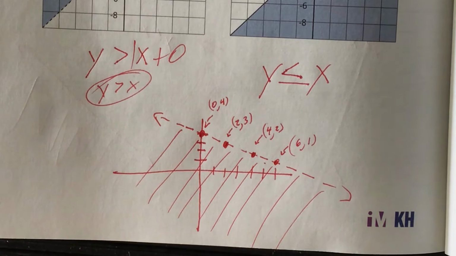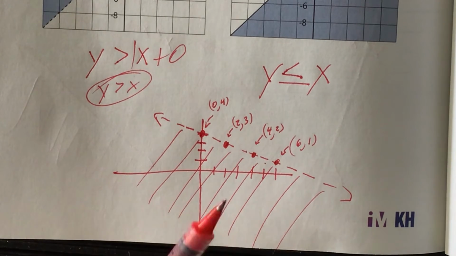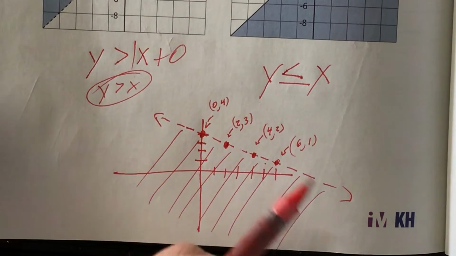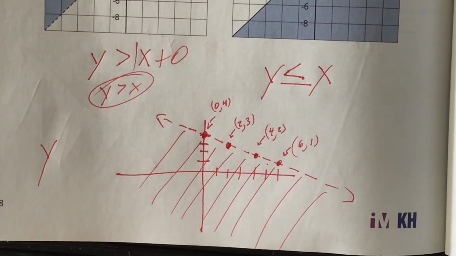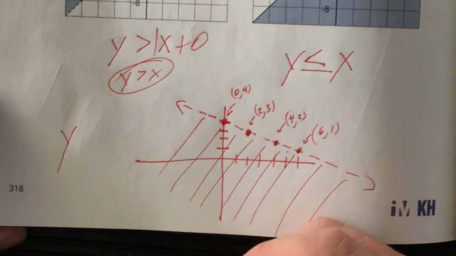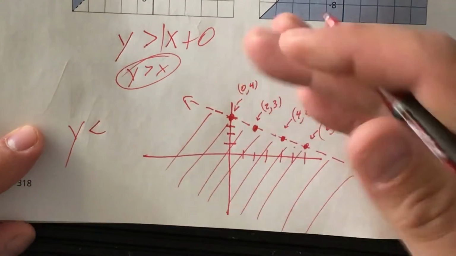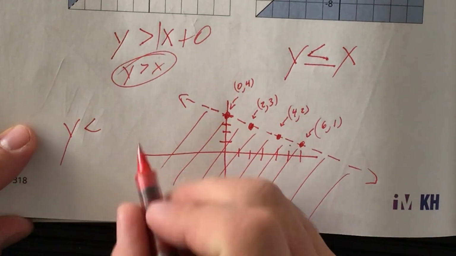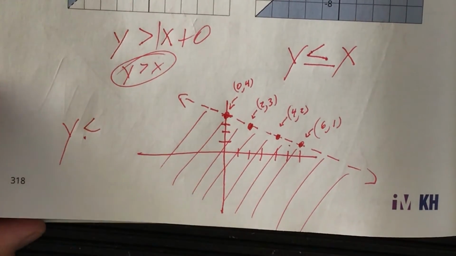Was my sign good? Did you have less than? No. It's below. All right, I got it. So it's y. It is less than, shaded below, equal to? No. Nope. It's dotted.